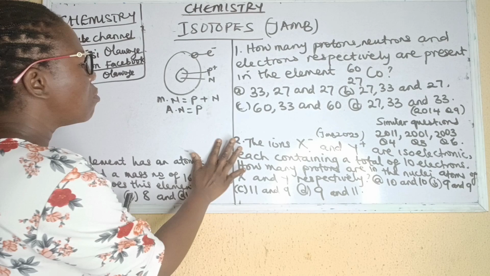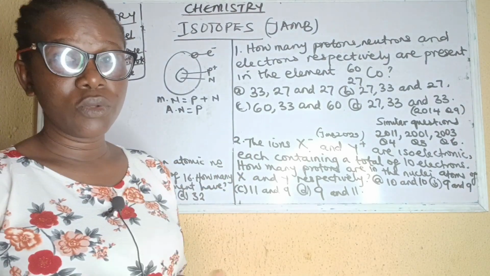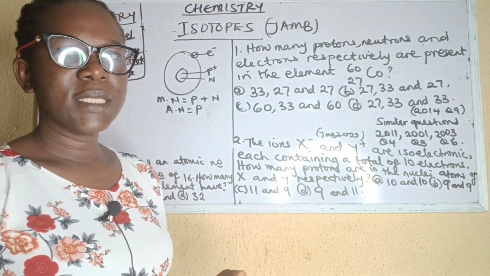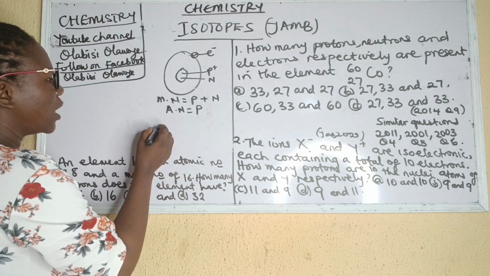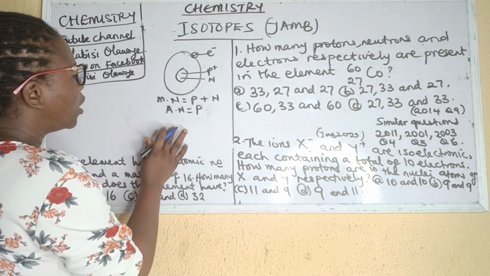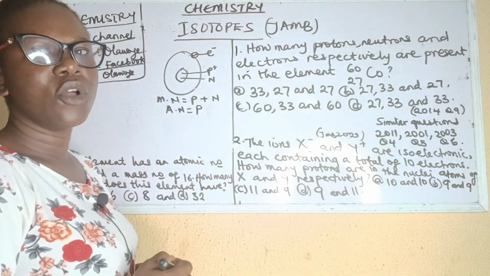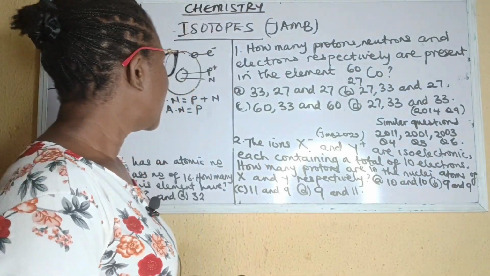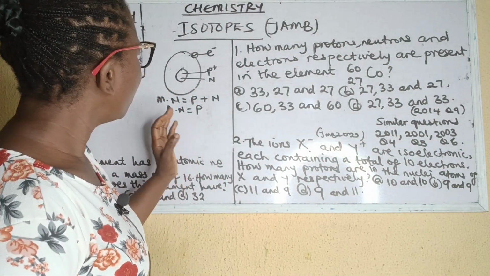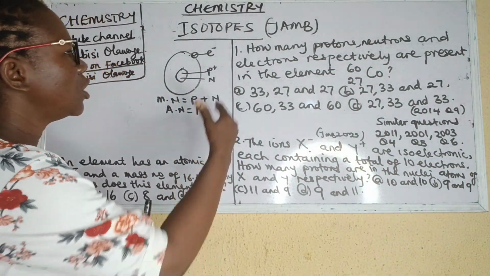So virtually all elements can exhibit isotopy. Even hydrogen exists as isotopes. There are 3 isotopes of hydrogen. We have the protium, the deuterium, and the tritium. Now back to what we are treating. So with this knowledge, we can actually attempt this question.